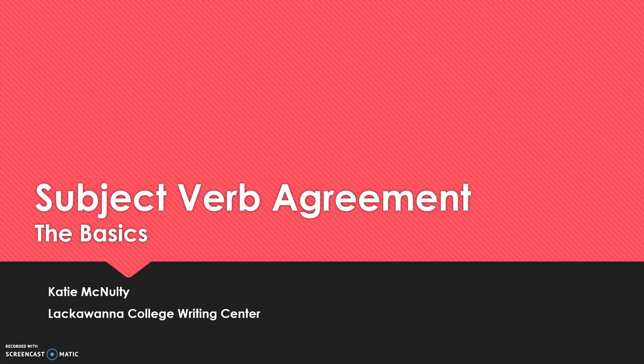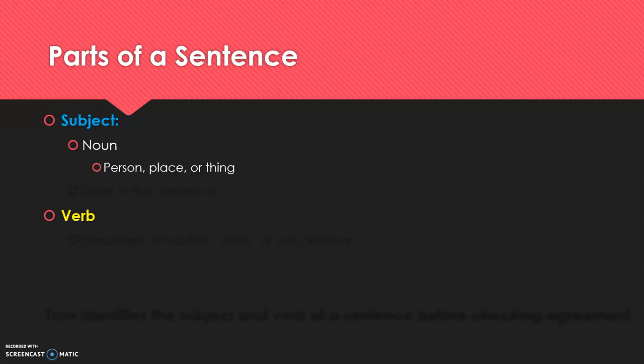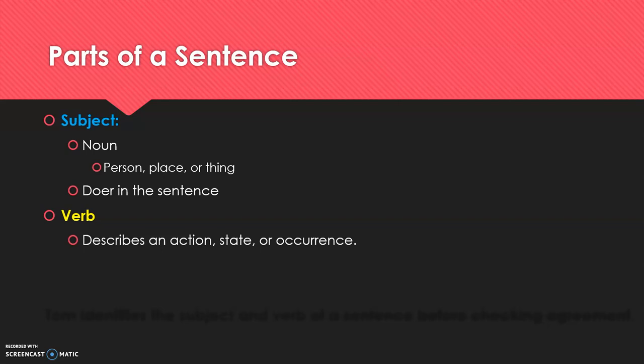This is a tricky grammar topic, so we are going to first start off with some of the basic rules. First we need to look at parts of a sentence, which include a subject and a verb. We need to identify those before we can identify the proper verb that goes with the subject. Our subject is always a noun, which is a person, place, or thing, and it's the noun that is the doer in the sentence, completing the verb, which describes an action, a state, or an occurrence.